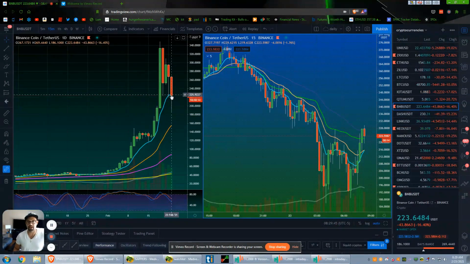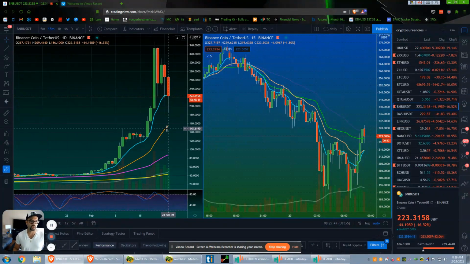You're sitting here on the 9 EMA. I was really hoping for a retest of this 140, 160, but we're getting into a really nice spot on this. But in general, is the market holding up?